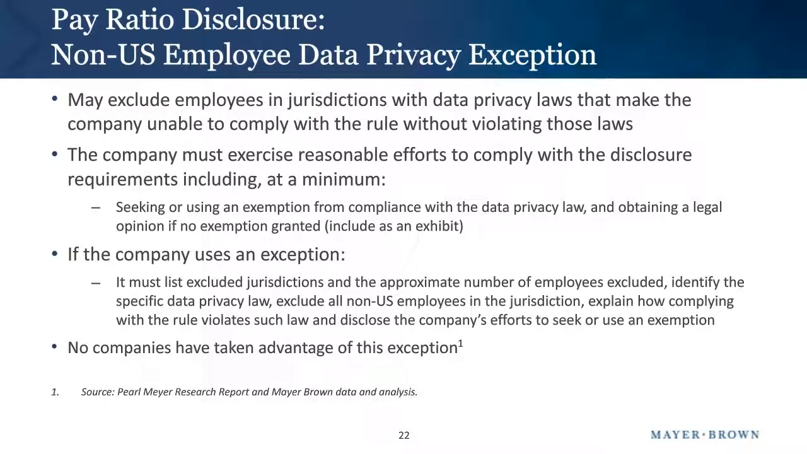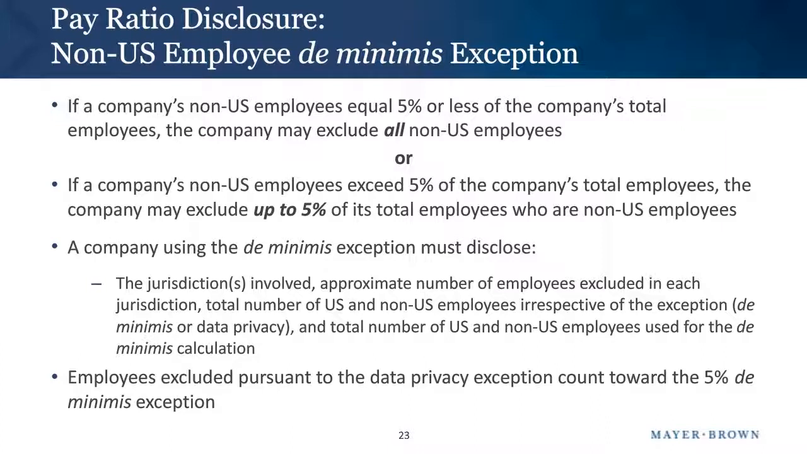The second exception is the de minimis exception. So if fewer than 5% of a company's total employees are non-U.S. employees, they can all be excluded from the employee population under the de minimis exception. Companies with larger non-U.S. employee populations can also exclude up to 5% of their non-U.S. employees. One caveat is that companies cannot exclude employees in jurisdictions where there are more than 5% of the company's total employees, because if a company excludes anyone in a given jurisdiction, it has to exclude everyone in that jurisdiction.